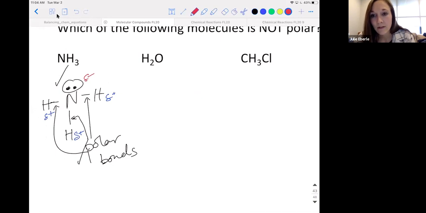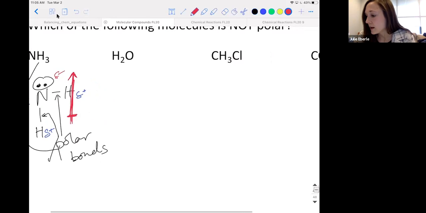Now, because of that, we have a separation, a little bit of charge, partial positive, partial negative. Now we can draw in a dipole pointing towards the partial negative region, okay? And this dipole does not cancel, okay? So this is a polar molecule, all right? So a few people picked that, but most people didn't, and then we talked about water.